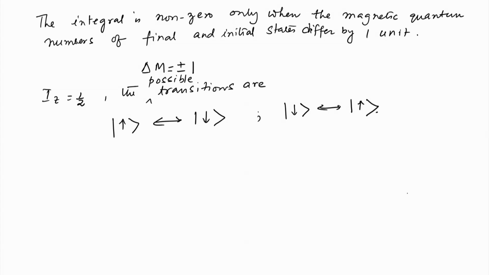Further, the energy conservation dictates that the transition will take place when the photon energy matches the energy difference between the E plus and the E minus states.